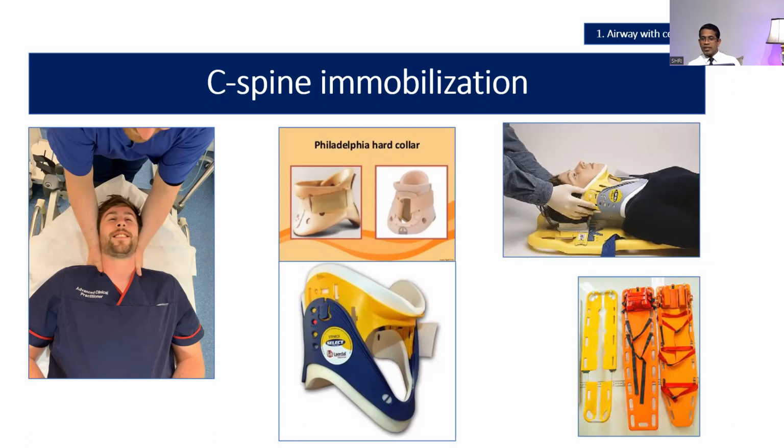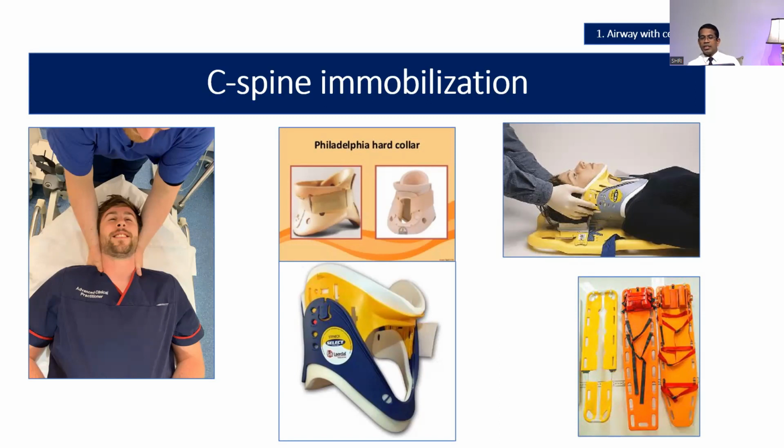Please make sure that sometimes I might see a patient who has the cervical spine immobilized, but the rest of the body is not in line. For a patient who is coming with trauma, basically significant trauma, you need to see whether the patient is in line. Please make sure that the patient is in line in addition to cervical spine immobilization.